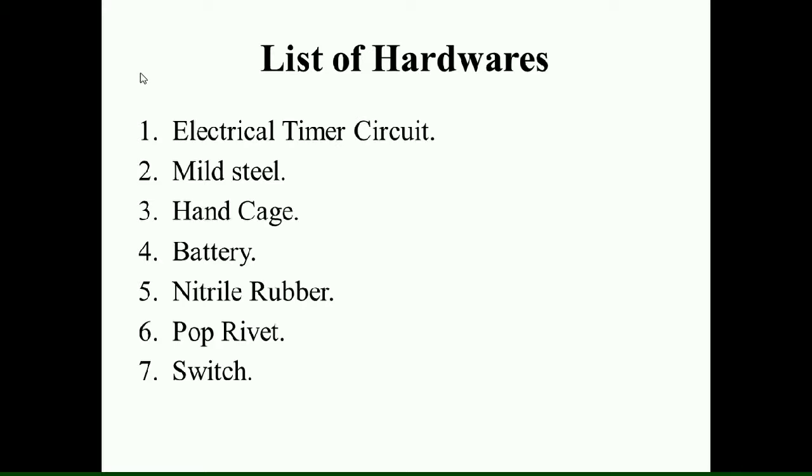Battery. We are especially using the PS712 battery, which is 6 volt and gives 4.5 amperes. We have a nitrile rubber which covers the mild steel, that is the hand gauge. Pop rivet, and there are switches. The switches are especially used to turn the movement of the model on and off.